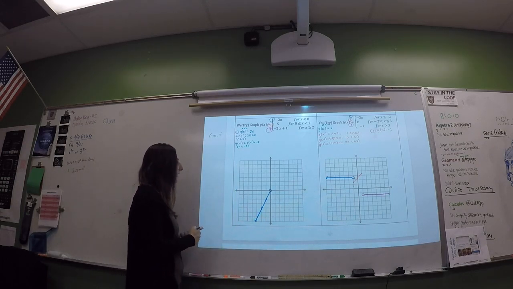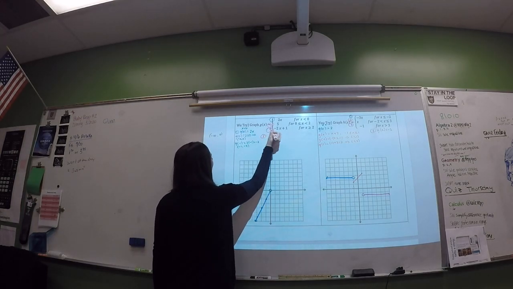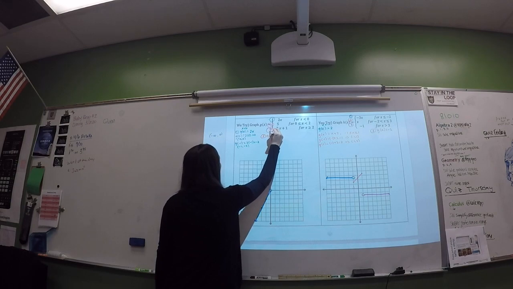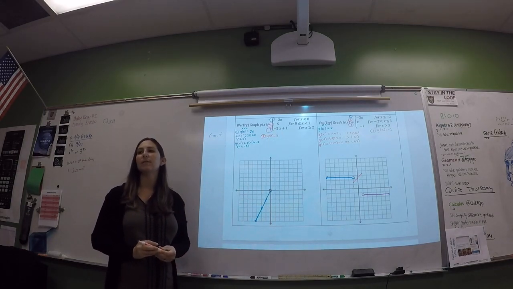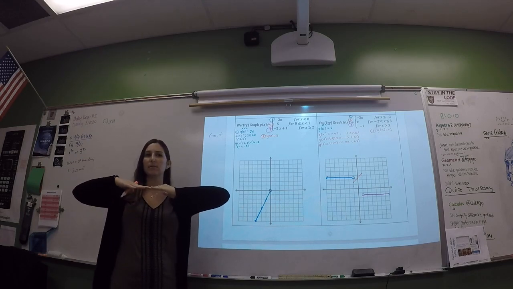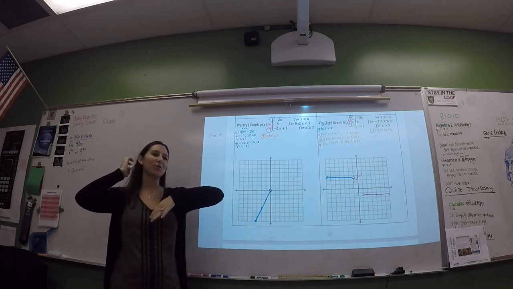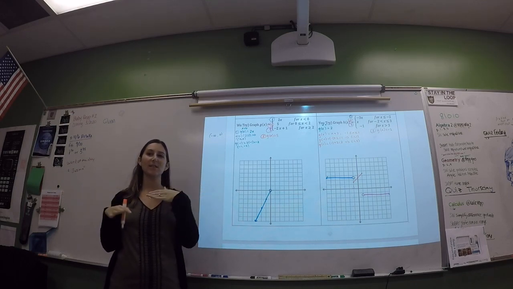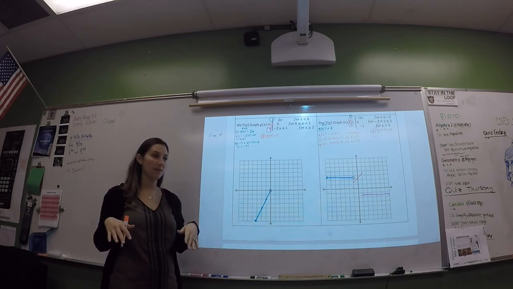And then for the middle piece, this is a constant function. What's a constant function? Doesn't change. So it looks like a straight horizontal line. Constant, doesn't change, it means it has no slope. It means that the slope is 0.